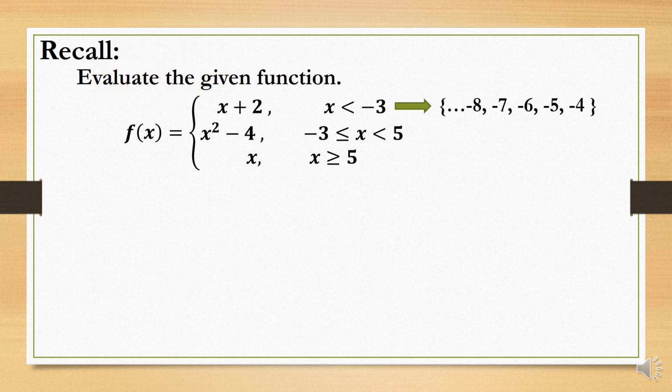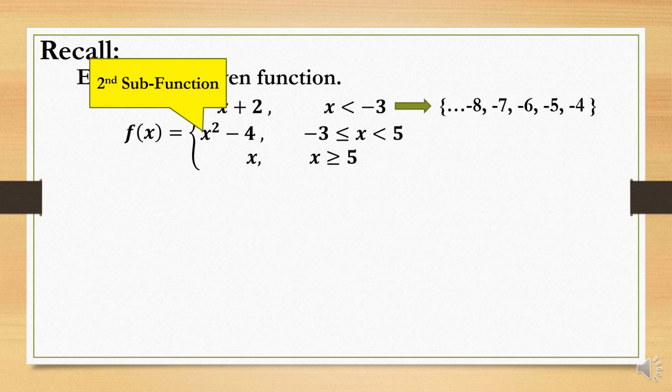In our second subfunction, we have x squared minus 4. In this function, the domain is only defined from negative 3 to positive 5, where negative 3 is included and positive 5 is not included. Ano yung ibig sabihin nito? It means that yung x value lang na pwede natin gamitin for our second subfunction are negative 3, negative 2, negative 1, 0, 1, 2, 3, and 4. You have observed, hindi kasali si 5 kasi walang equal sign that will define 5 at this given subfunction.